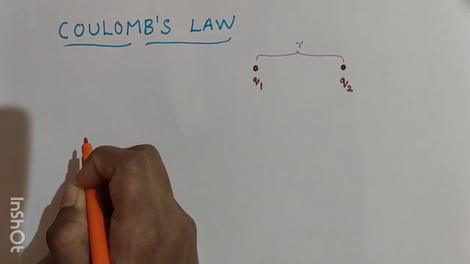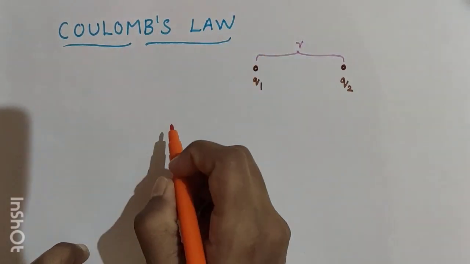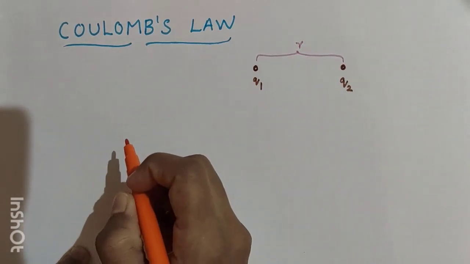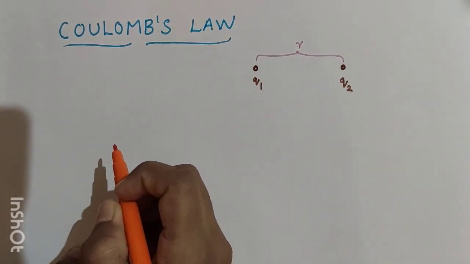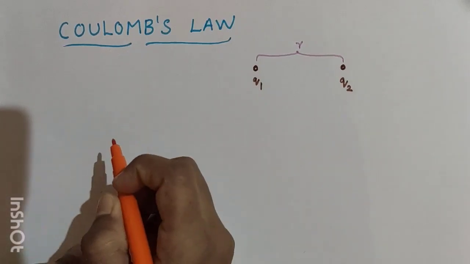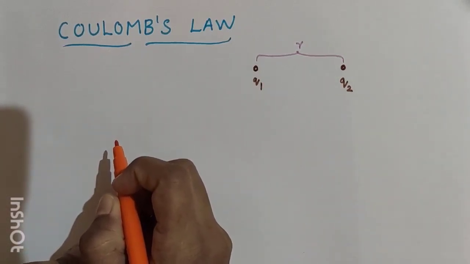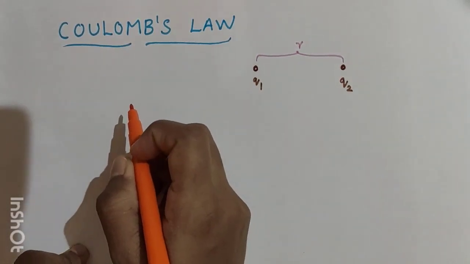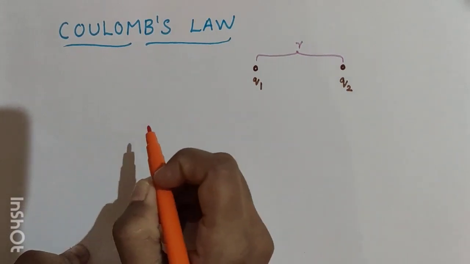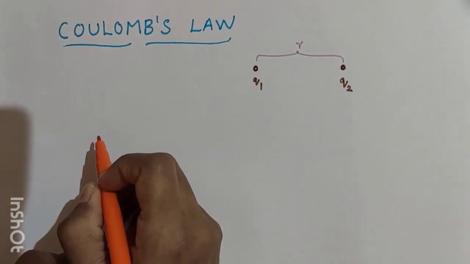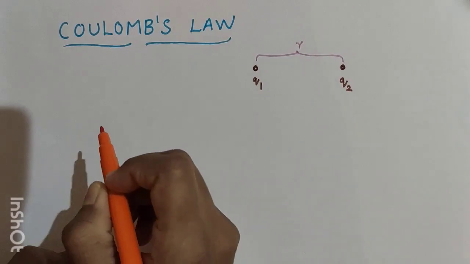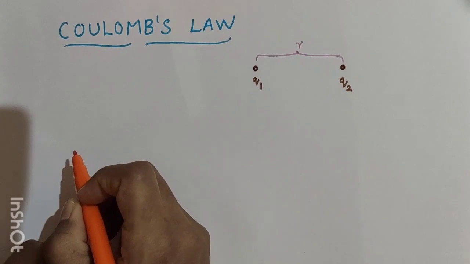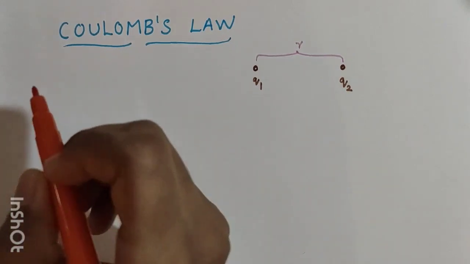It states that the force between 2 point charges, we know that when we consider two charges, definitely there will be a force between them. That force can be the force of attraction or force of repulsion. We know that like charges repel each other, unlike charges attract each other. So Coulomb's law states that the force between 2 point charges is directly proportional to the product of the magnitude of the two charges and inversely proportional to the square of the distance between the charges along the line joining the two charges. So let us discuss the mathematical expression of Coulomb's law.